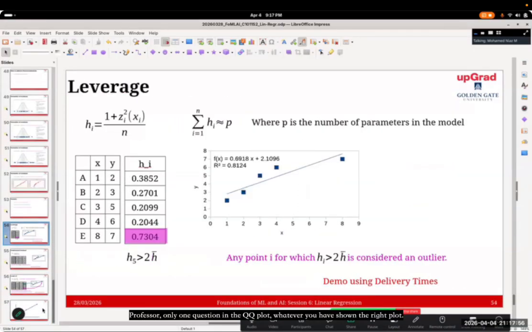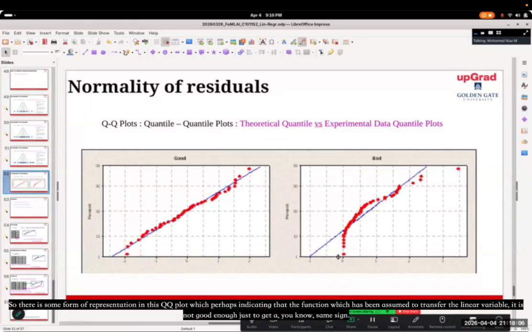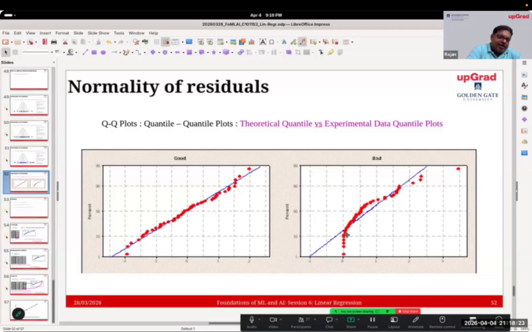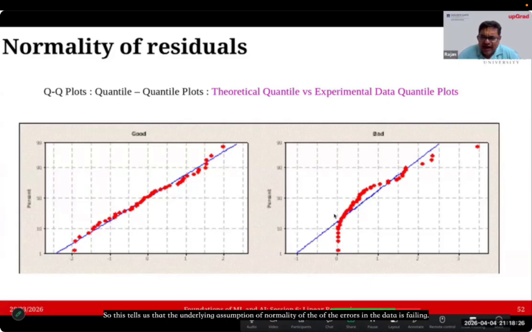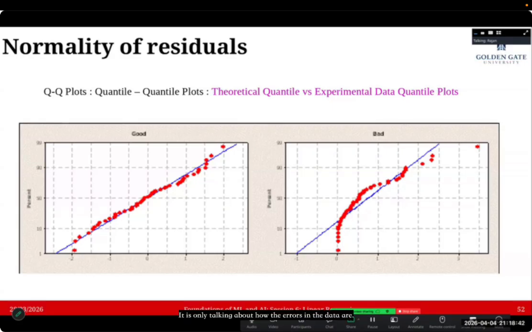Professor, only one question. In the QQ plot, the right plot you've shown, there is some form of deviation, which perhaps indicates that the function assumed to transform the linear variable is not good enough. Okay. Yeah. So this tells us that the underlying assumption of normality of the errors in the data is failing. This does not say anything about the relationship between y and x. It's only talking about how the errors in the data are.